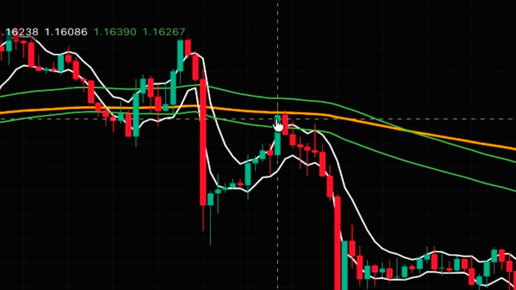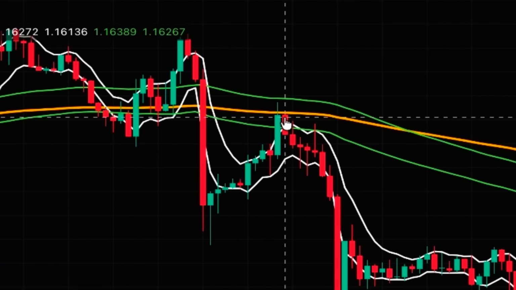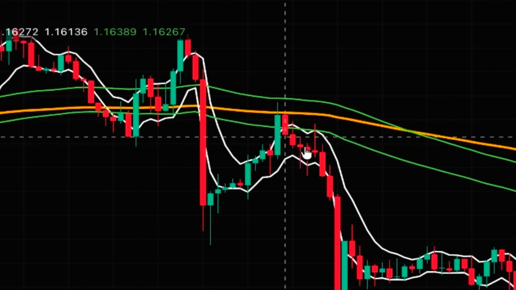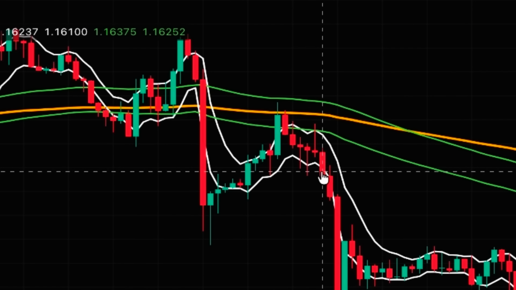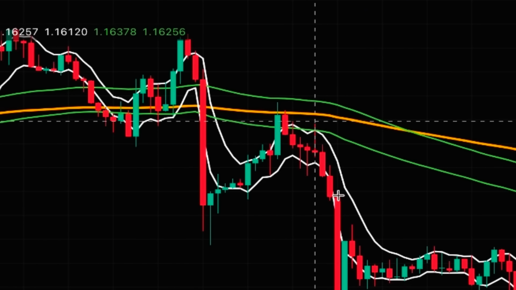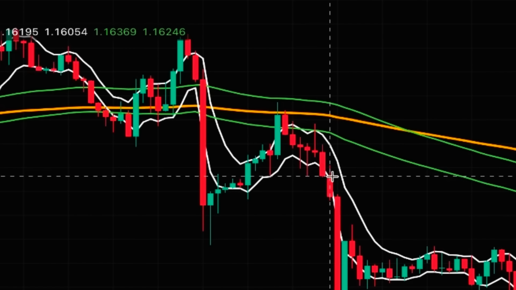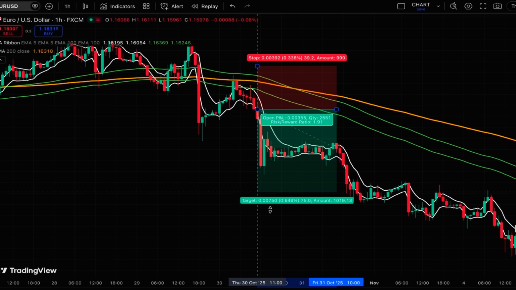In the next step, we want to know when this pullback is ended so we can enter a trade. For this purpose, our focus would be on the price action, the candles, and the white channel. We wait for a candle that is closed below the white channel. When this happened, it shows that probably the pullback ended and there is a possibility for further decline of the price. So here the sell signal is confirmed, and in practice we could enter a short position at this point with the stop loss above the green channel and profit target at risk to reward ratio of 2.